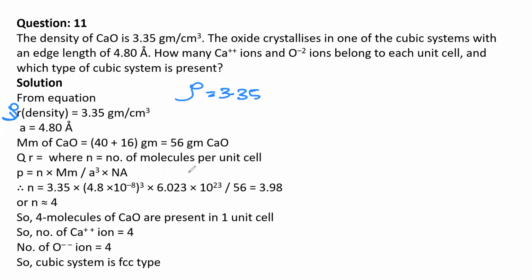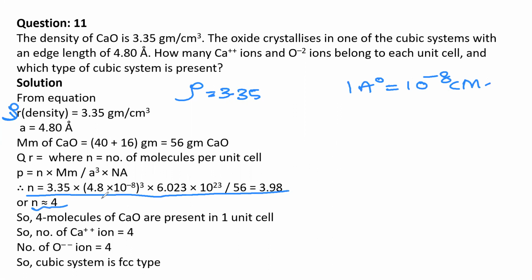So to find n, it is equal to 3.35 into 4.8 into 10 to the power of minus 8 whole cube, because 1 angstrom is equal to 10 to the power of minus 8 centimeters, and a is given as 4.8 angstroms. So a cube becomes 4.8 into 10 to the power of minus 8 whole cube, and Avogadro number is 6.023 into 10 to the power of 23, divided by the total 56. So this we got as 3.98. It is approximately equal to 4.